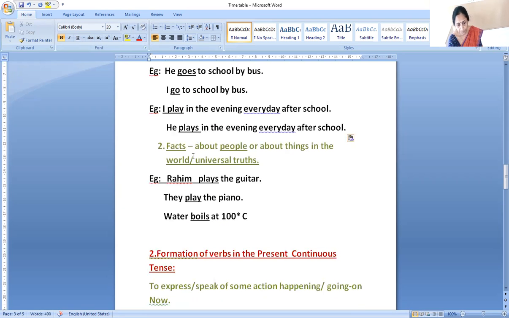Another place where you will use simple present is when you want to talk about some facts about people or things. Now, Rahim plays the guitar. It is a fact about that person that he plays the guitar. Whereas, you can say that water boils at 100 degrees centigrade. Again, that is a truth. It's a universal truth. So, the sun rises in the east. That is again a universal truth. So you have to put it in the present tense.